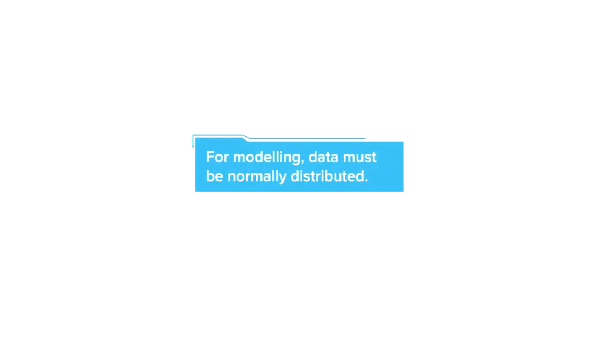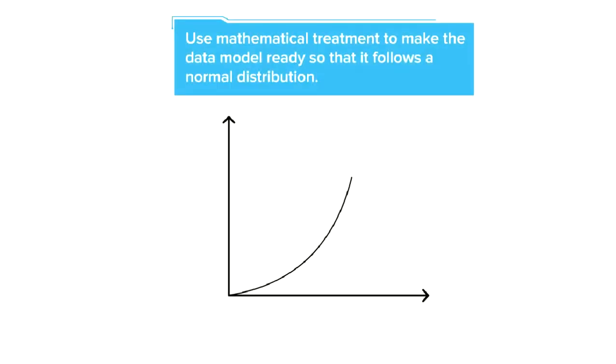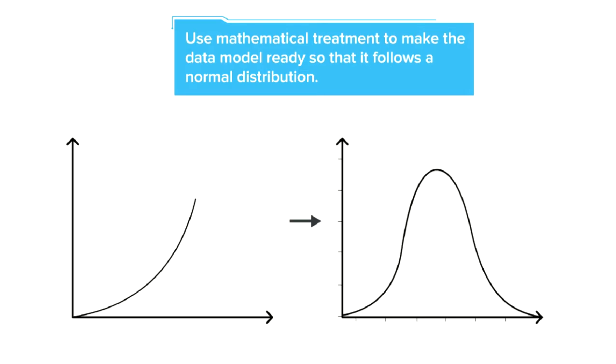For modeling, we must always have normally distributed data. In case our data is not normally distributed, we use mathematical treatment to make the data model ready so that it follows a normal distribution.